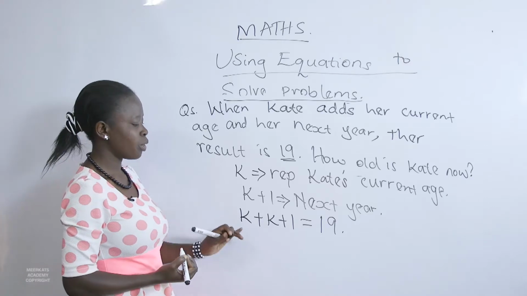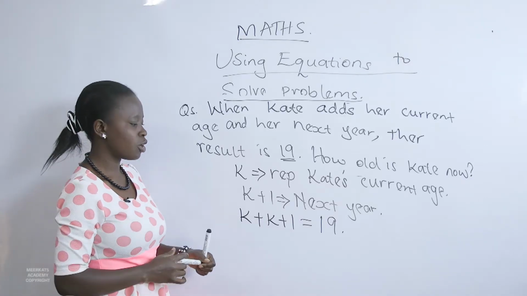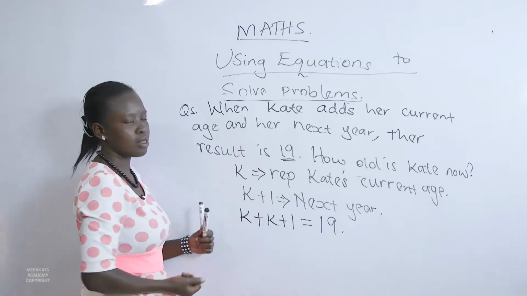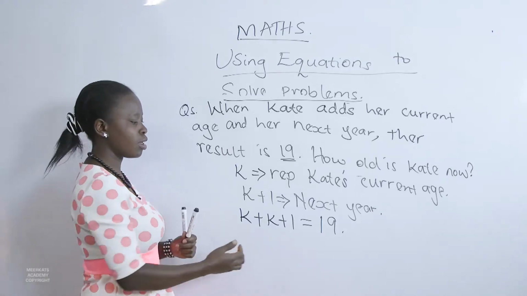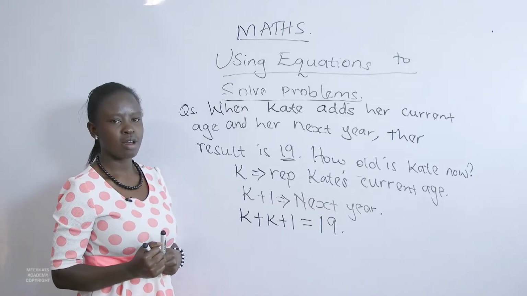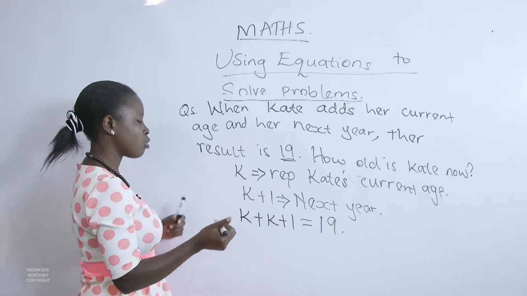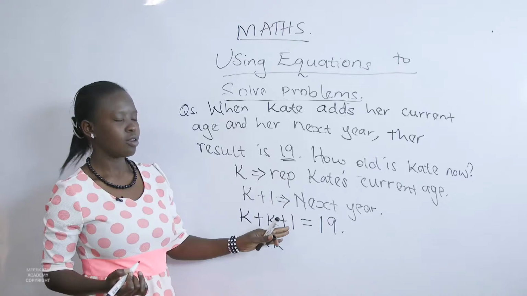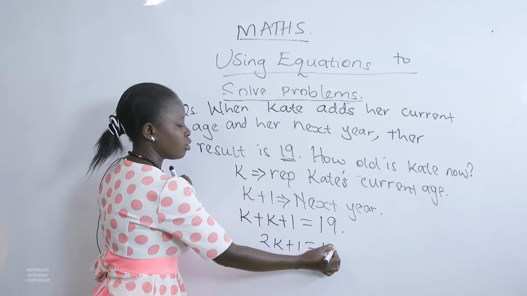Then from here, we can simplify our given equation by simply adding the like terms. What are like terms in this situation? K and K are like terms. Then the 1 can be taken to the other side where we have 19, because all these are just numbers. So K plus K gives us 2K. Then 2K plus 1 is equal to 19.